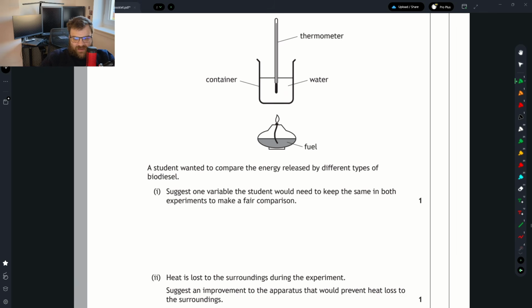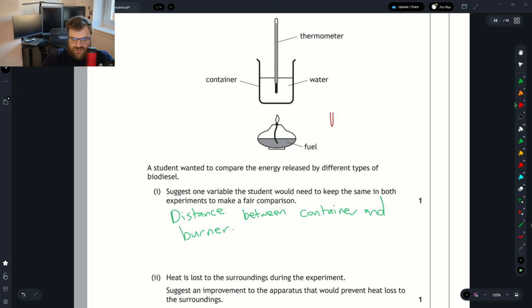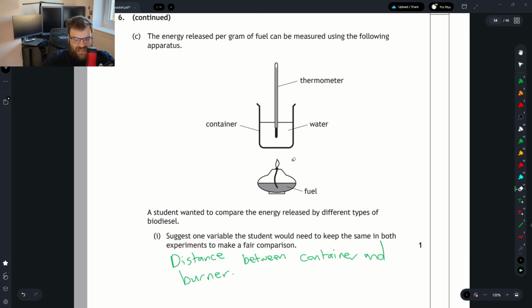Compare the energy released by different types of biodiesel. One variable needs to be kept the same in both experiments to make a fair comparison. The one thing that can make a difference is how far away it is from the container, so the distance from the container to the burner. It doesn't have to be the mass of water because it's Eh equals cm delta T, so it takes into account if you've got more or less water. So it wouldn't be that. Heat shield, if there's a draft shield to prevent heat escaping to the surroundings, which isn't demonstrated here. There'll probably be some other ones as well.